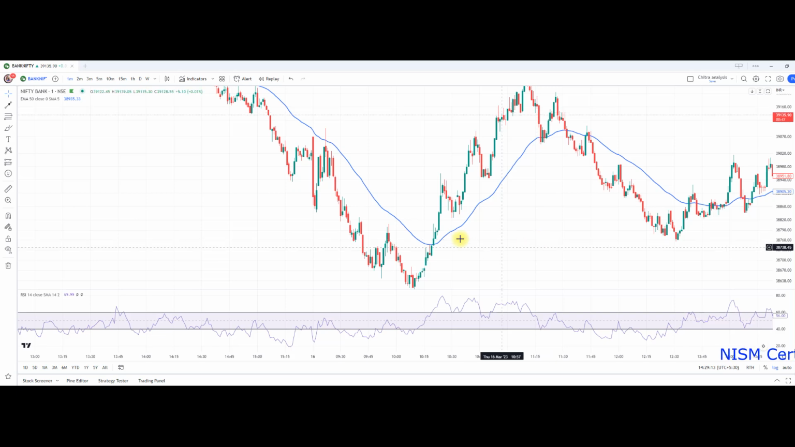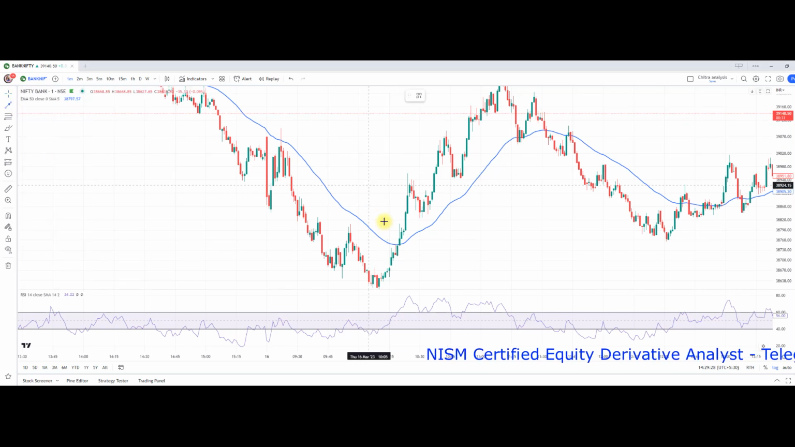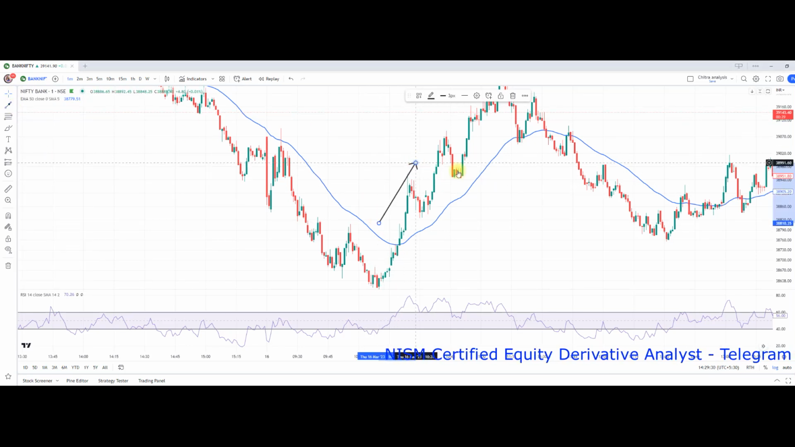Now I will show you one more long and short trade. Here this green candle is above the 50 EMA. So above this green candle we can enter into the long trade, and when we see here, the RSI is also above 60. So we can enter into the long trade above this. Enter into the trade and book our profits.